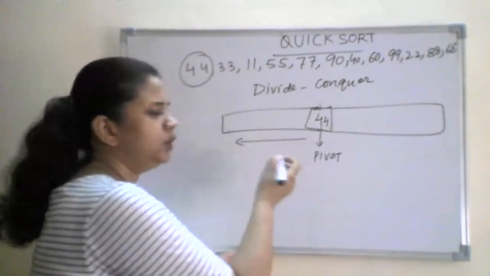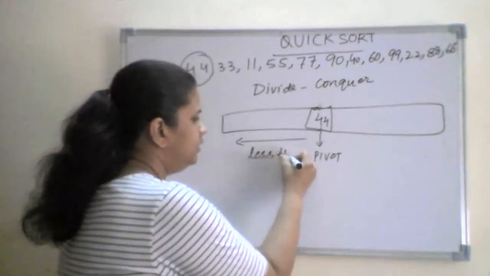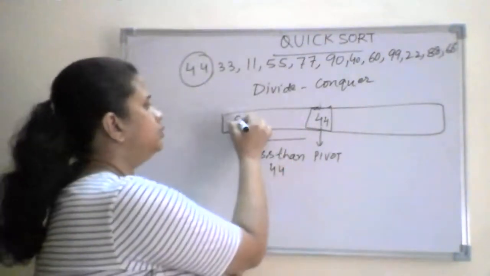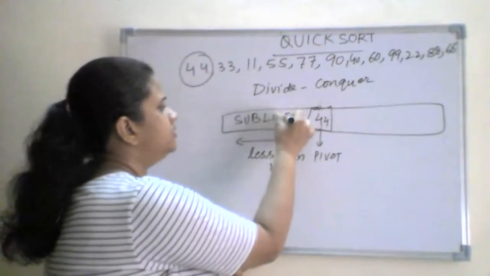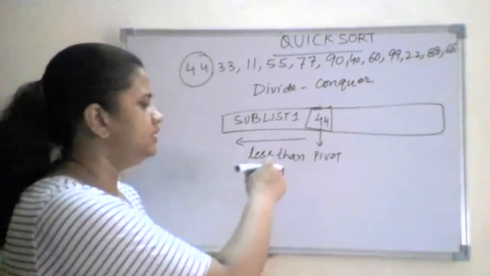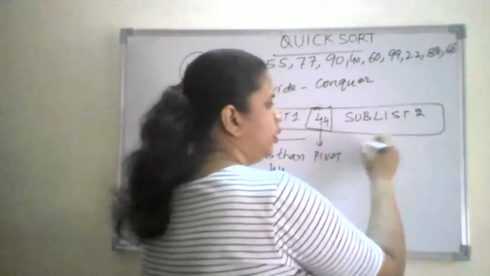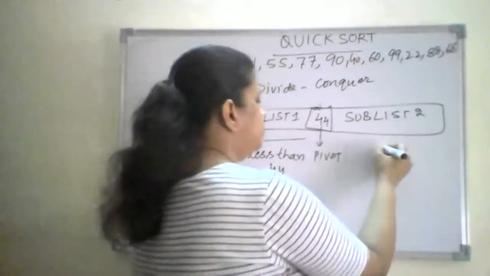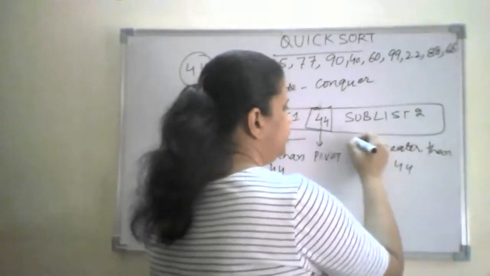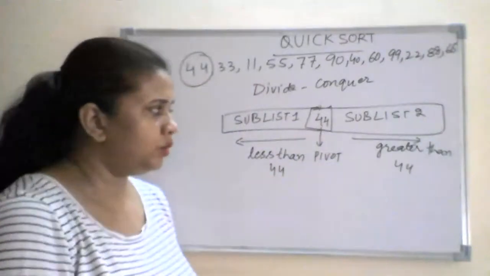After certain steps, all the elements towards the left of your pivot element will be less than 44. Right? All the elements in sublist 1, let us name it sublist 1, will contain all the elements which are less, and the second sublist will have all elements which are greater than the pivot element, which as of now we have taken as 44. Right? So this is how it will happen.